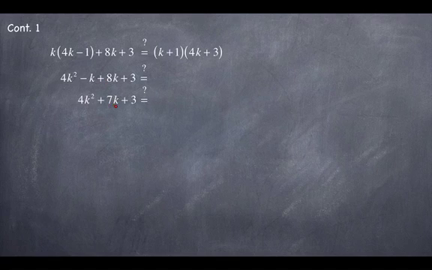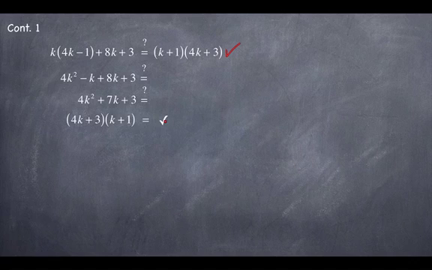I get 7k. At this point, I have a quadratic. All I'm going to do is I'm going to factor this quadratic. Once I factor this quadratic, guess what? It's equal to the right hand side. So I just showed that it's true. Step 3 is completed. And I'm basically done with the hardest part of the problem. Step 3 is the hardest part of this problem.